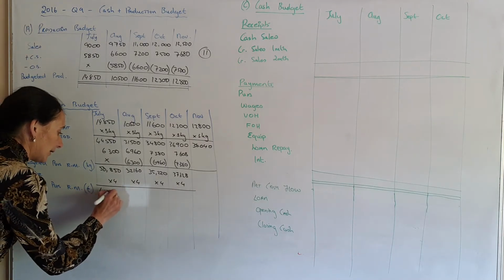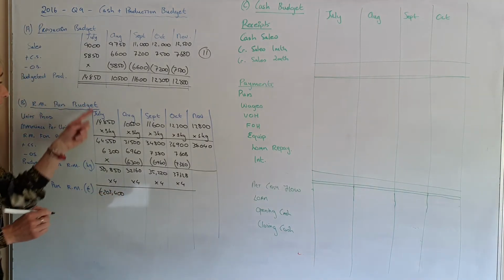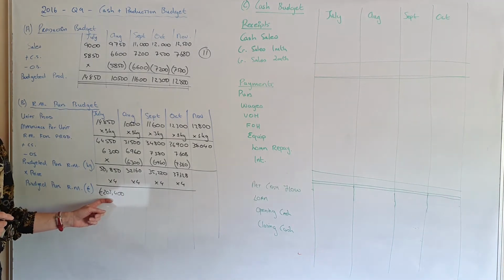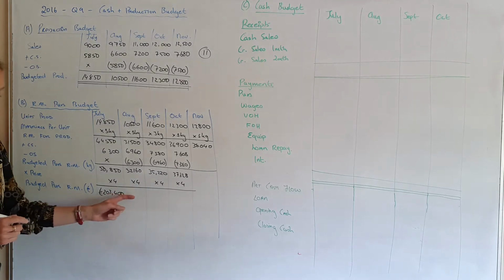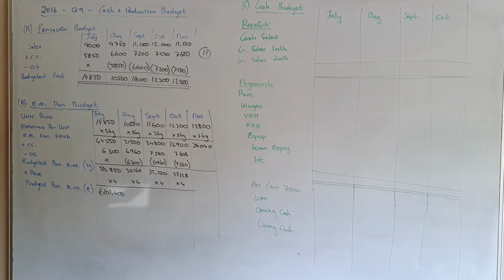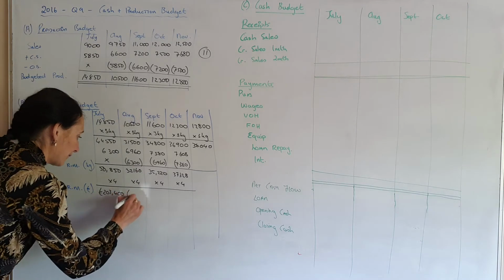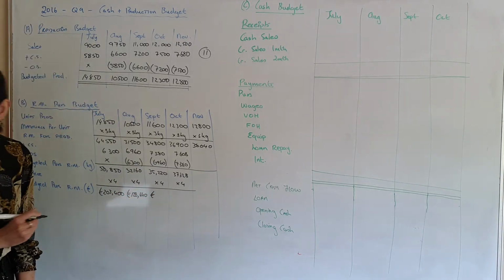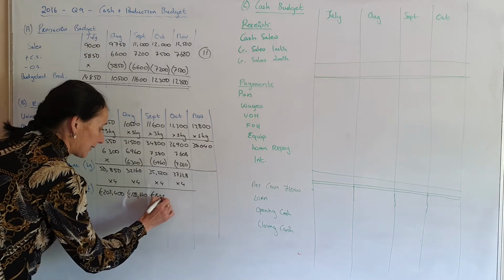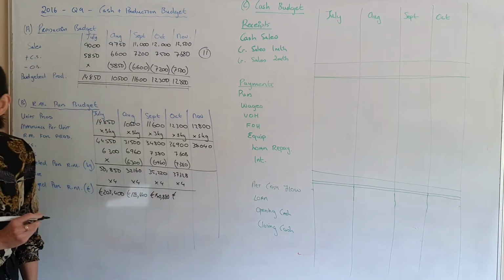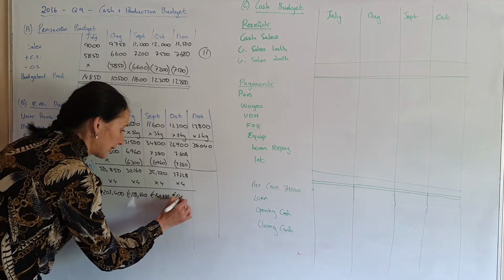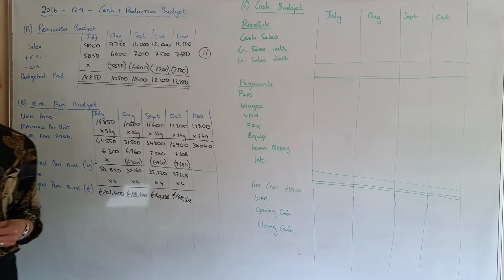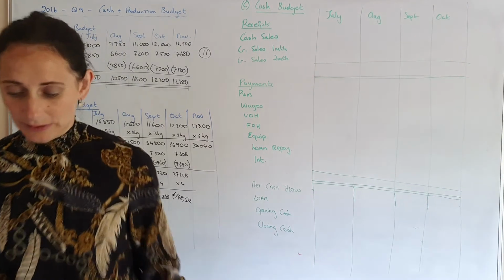So you believe that in July, on purchases of raw materials, you'll have to spend 203,400. Okay, you believe that in August, 128,640. September, it's 140,880. And October, it's 148,512. So that's again what you believe that you're going to spend on purchases in all of those months.